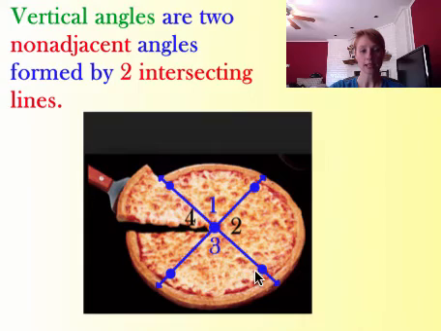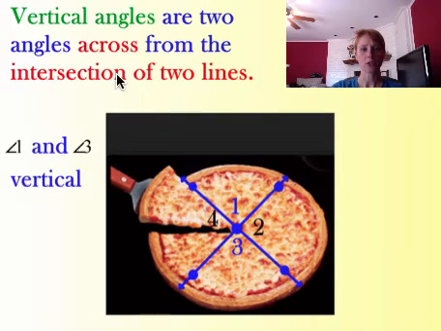So these two intersecting lines form a special type of angle pair. Vertical angles are two non-adjacent angles formed by two intersecting lines. So what does that mean? Essentially, they're going to be two angles that are across from each other, across from the intersection. So angle 1 and angle 3 are across from the intersection from each other. So they are vertical angles.